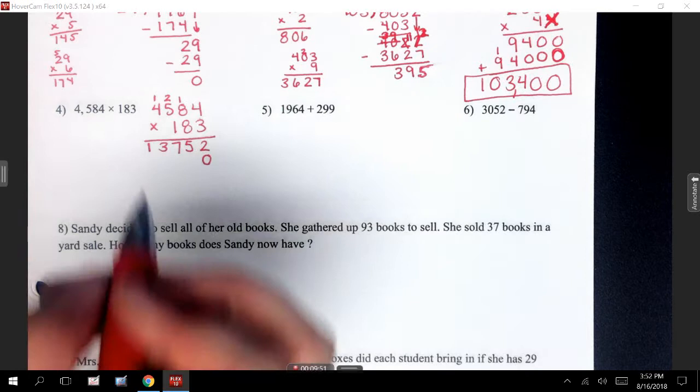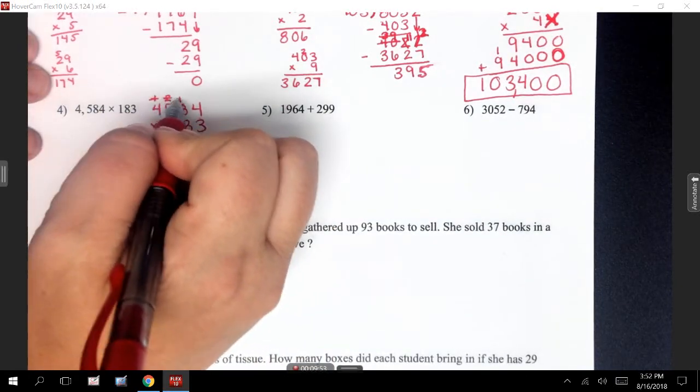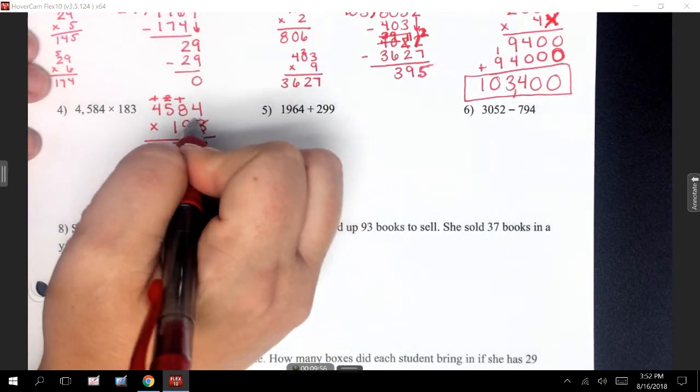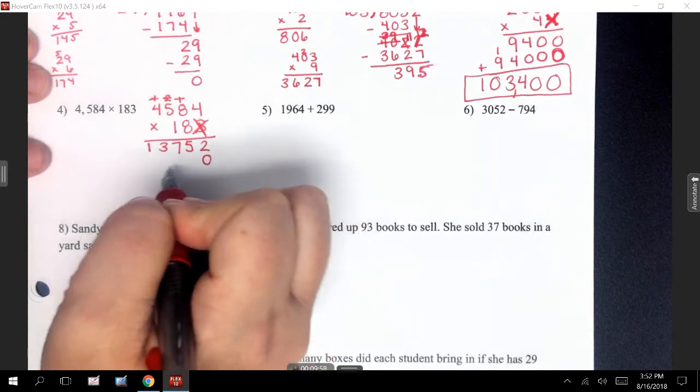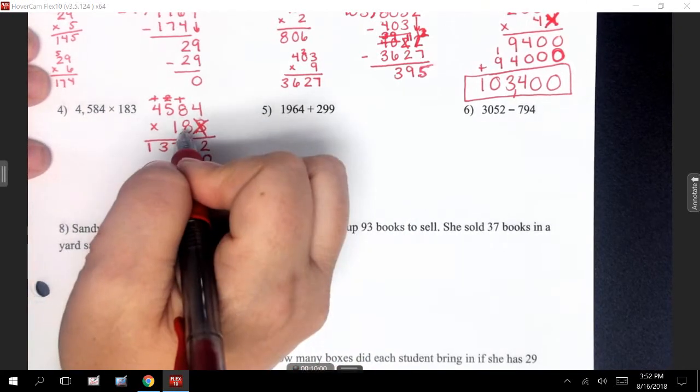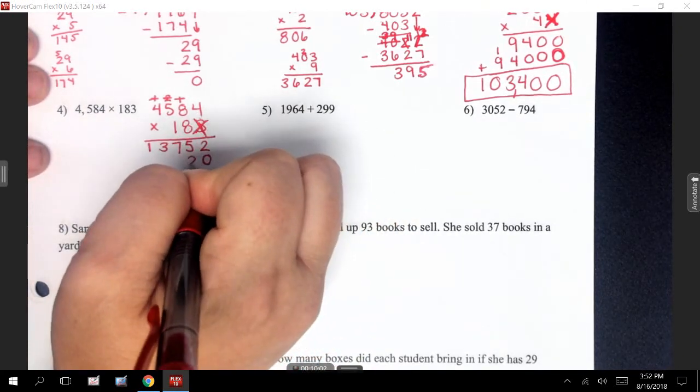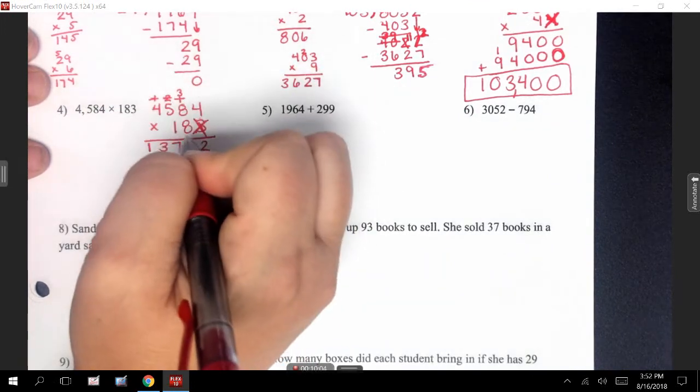All right, so I'm going to go ahead and mark these numbers out so I don't accidentally use them again. Mark out my 3 because I'm done with that, and I already put my 0 as a placeholder. All right, so now we have 8 times 4, which is 32. I'm going to carry a 3 this time.